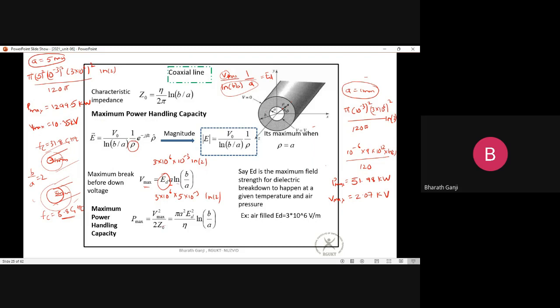The cutoff frequency is lesser. But if I take a smaller one, the power handling capability is less. But I can operate it at very high frequencies also in a TM wave, right? So these are the things which you have to deal with.